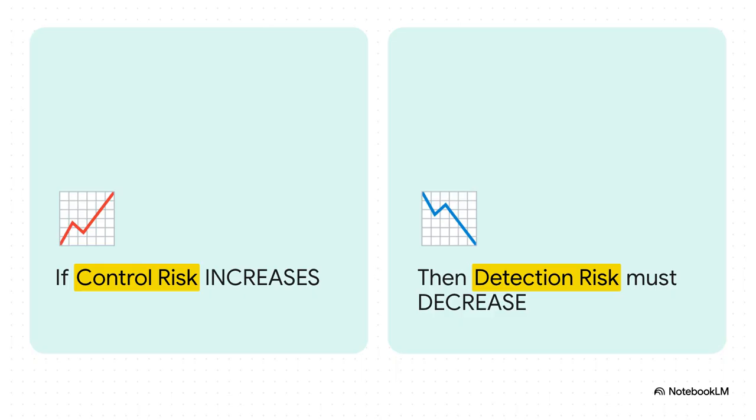Out of those three risk types, detection risk is the only component the auditor actually has direct control over. So think about it. If you're planning an audit and you determine that management's controls are super weak, which means control risk increases, what do you do? Well, to keep the overall audit risk at an acceptable level, you have to decrease your detection risk. And how do you do that? By doing more work. You expand your sample sizes. You increase the extent of your engagement procedures. They have an absolute inverse relationship.